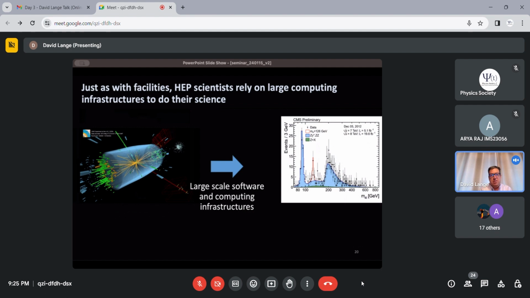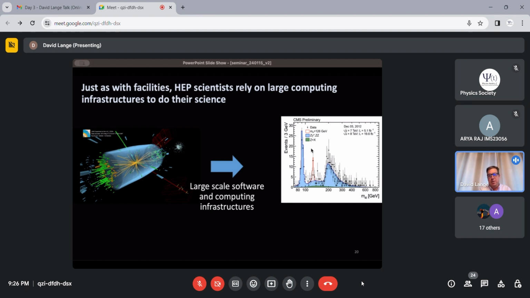And just with facilities, I've talked really about detectors so far, right? But as facilities, we now rely on very large computing infrastructures to do this science. On the left is a graphical display of what one of our detector events looks like. There are lots of different measurements, and just looking at it, you can't tell what went on in this event. You need to do some analysis to reconstruct each particle and then determine from that reconstruction what actually happened in the underlying event.